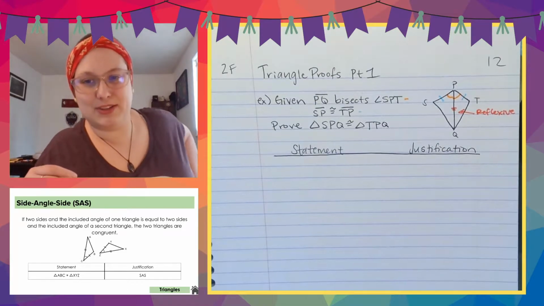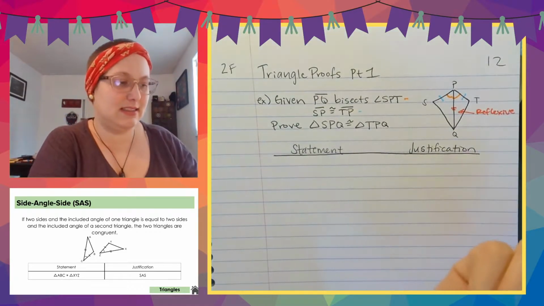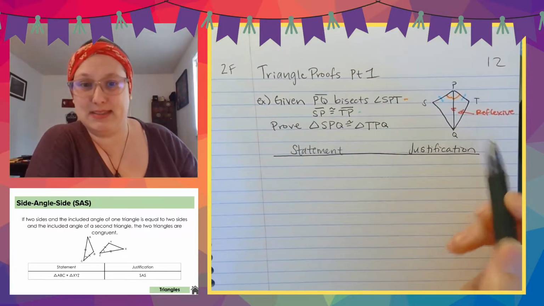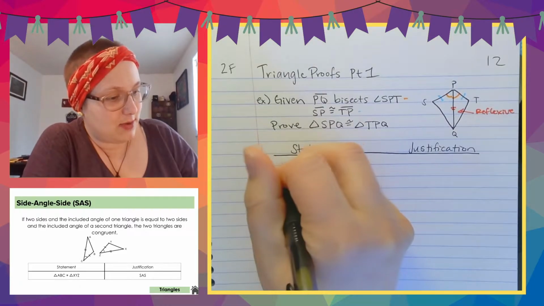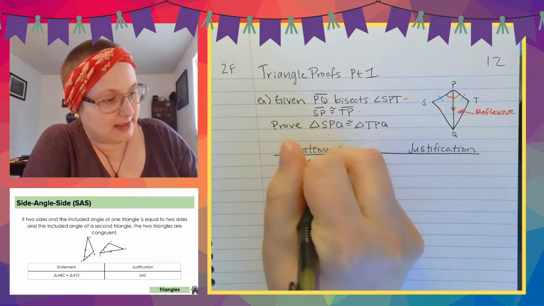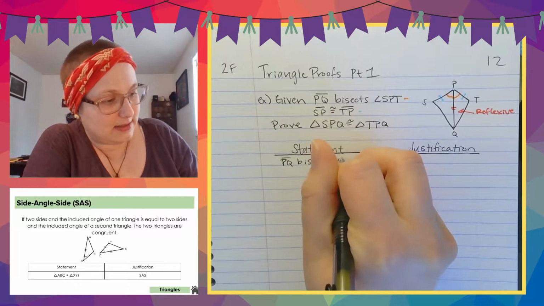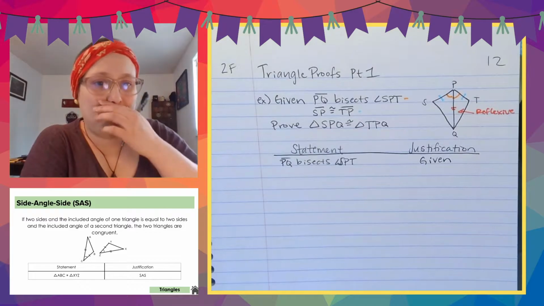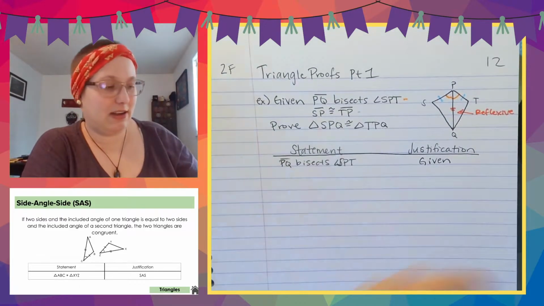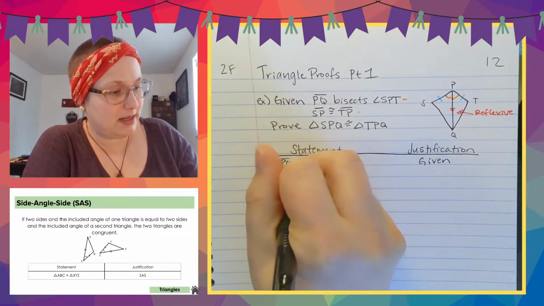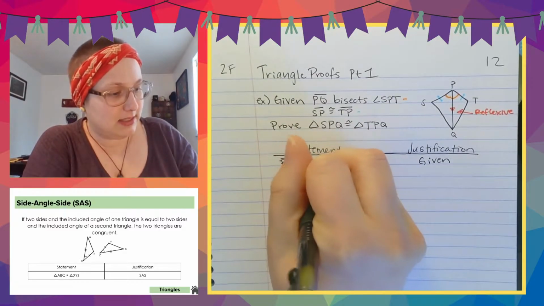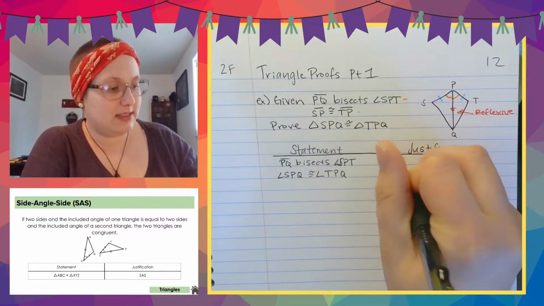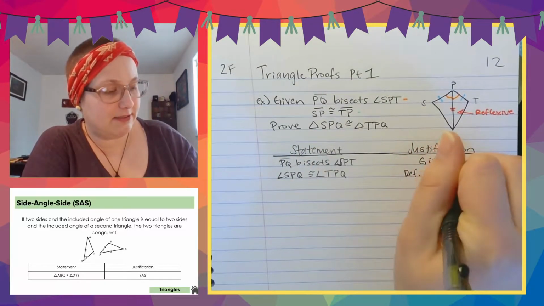I'm not going to write the line down the middle just yet because I want to kind of see how big this is. I think it's going to be, let's see, 1, 2, 3, 4, 5 steps. But let's see if we can do it in that many. So I already know that PQ bisects angle SPT was given. And then from that, remember how I drew it on the triangle? From that, I know that angle SPQ is congruent to angle TPQ. That was the definition of bisects.